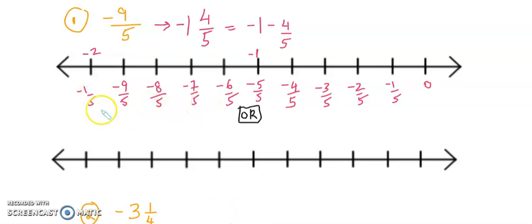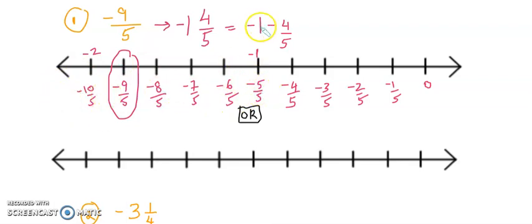Now, which is our question? Negative 9 by 5. So is it after negative 1? This is negative 1. Can you see it? Is it coming after negative 1? Yes. Does it lie between negative 1 and negative 2? Yes, it is lying between negative 1 and negative 2.